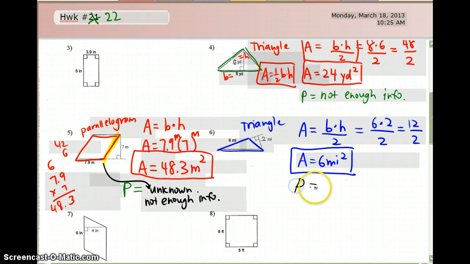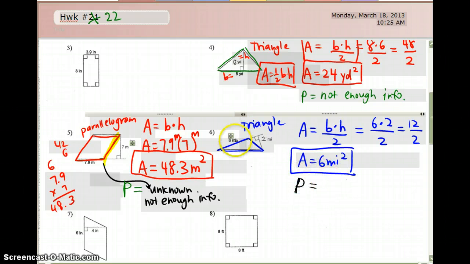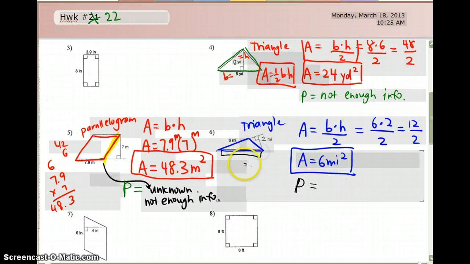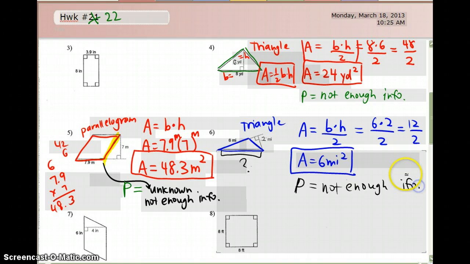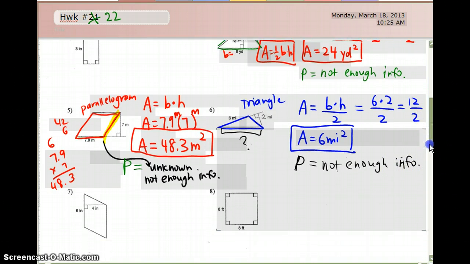The perimeter here, it's a triangle. I do need the side down here, but I don't have it, so not enough info. So I won't be able to find the perimeter for number 6 either.